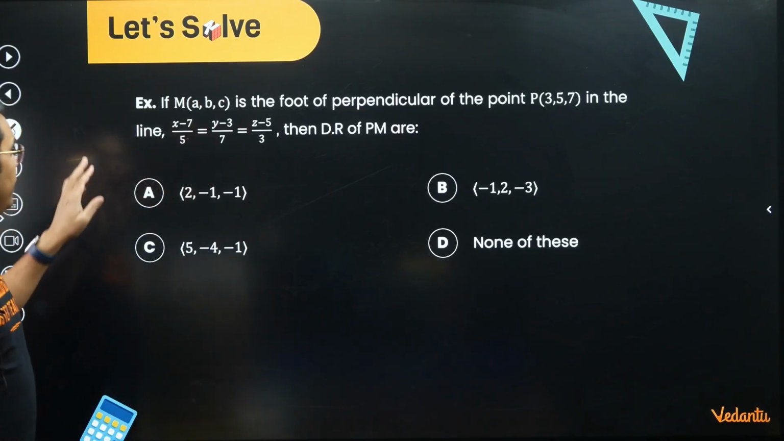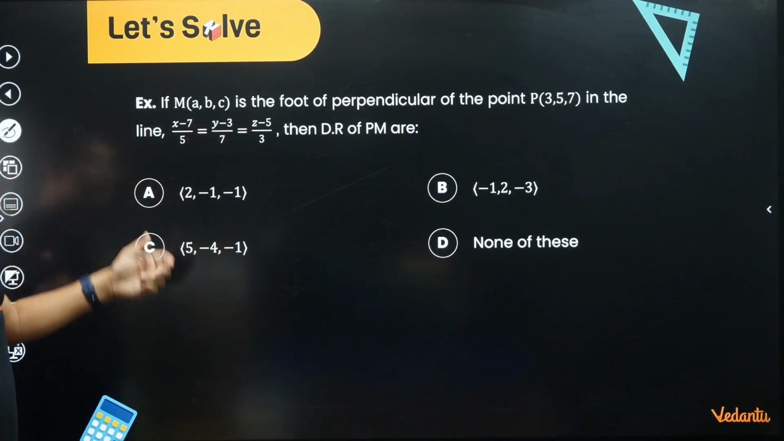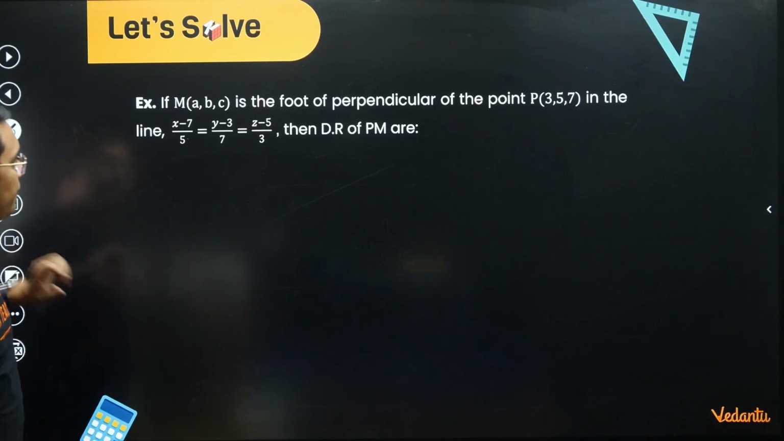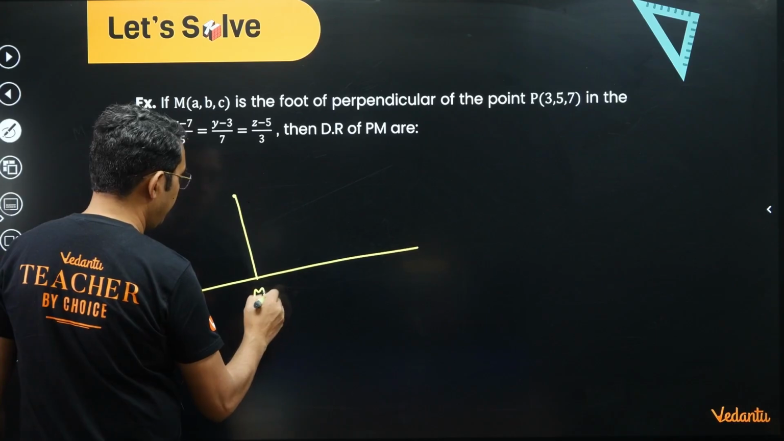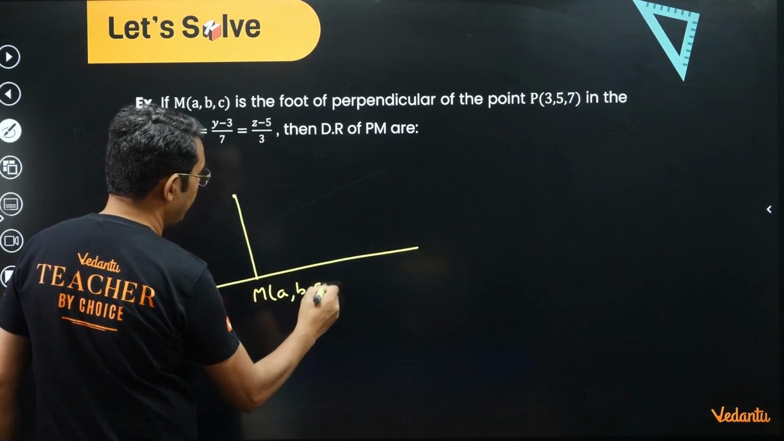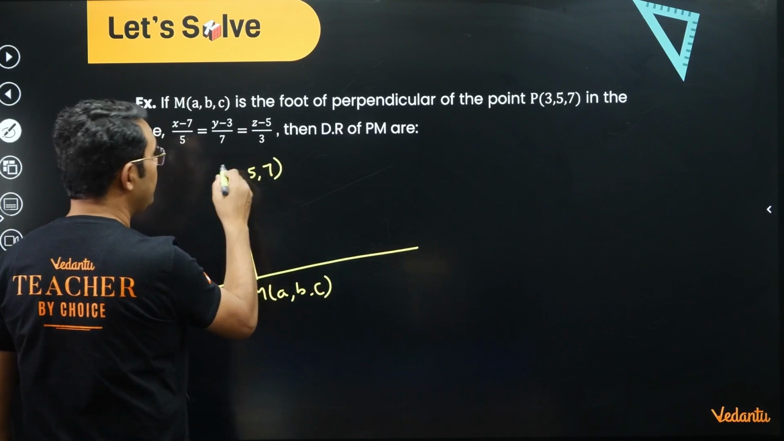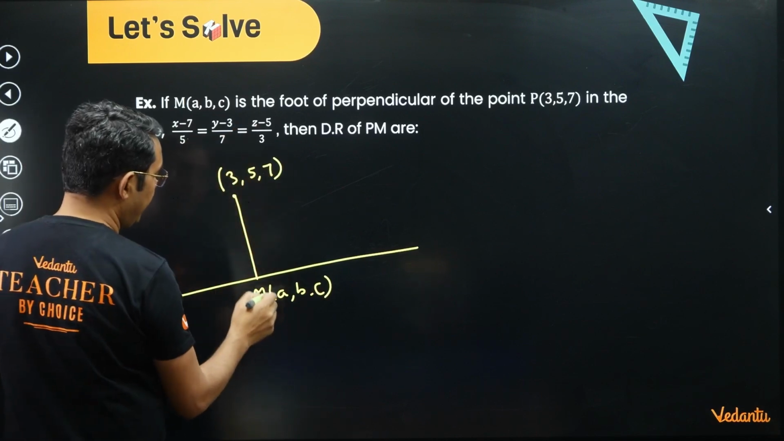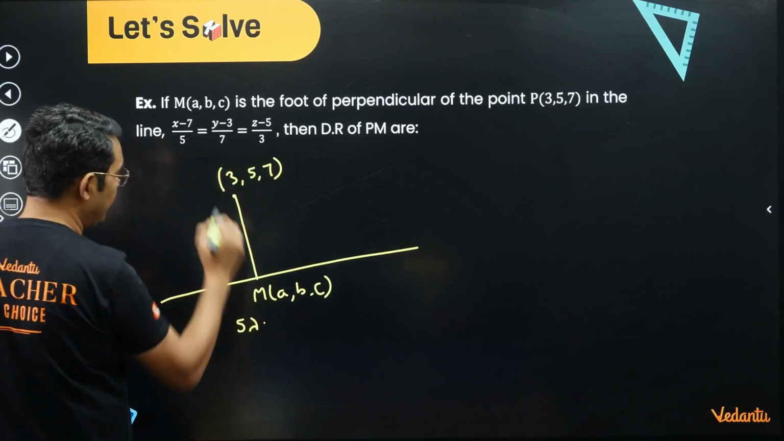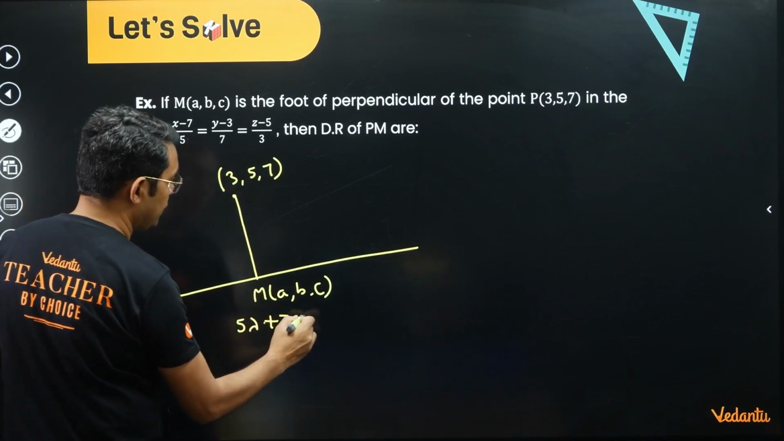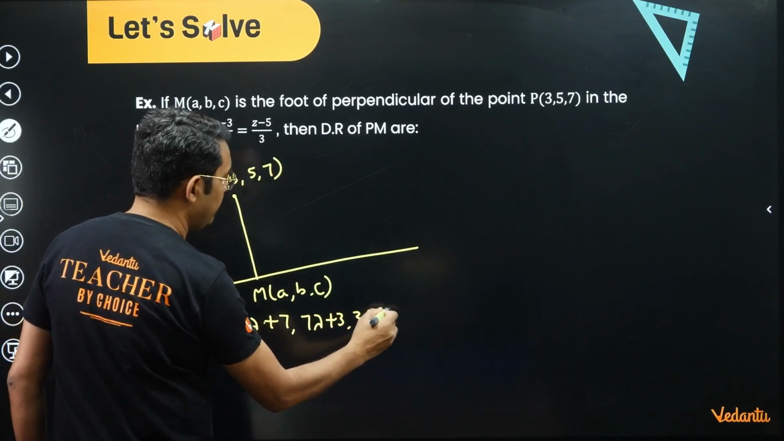Coming to this question where we are given M is the foot of perpendicular of point P on the line, then direction ratios of PM are. Okay, so here M is the foot of perpendicular of the point 3, 5 and 7 on the line. I can take this point M as 5 lambda plus 7, 7 lambda plus 3 and 3 lambda plus 5.